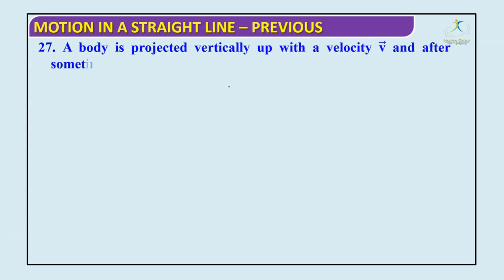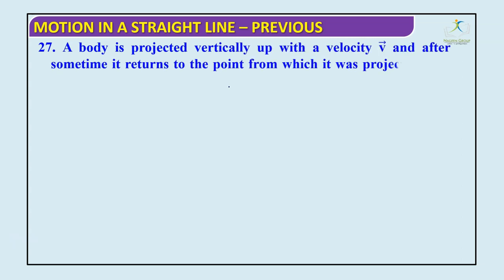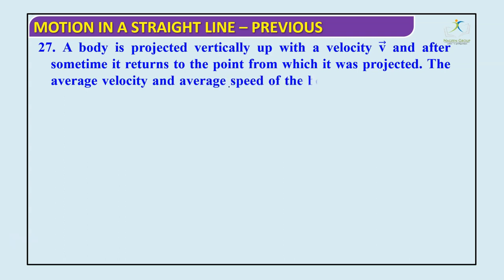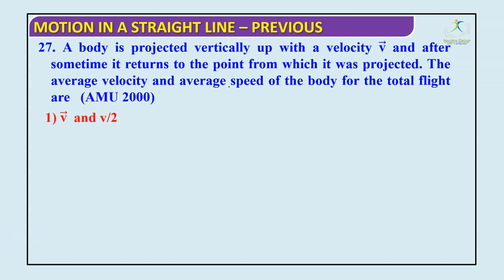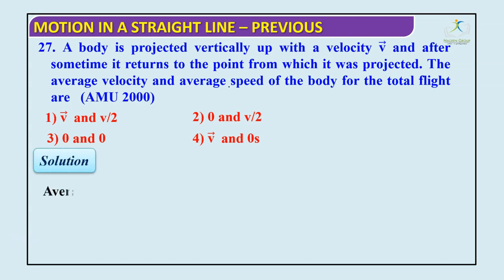A body is projected vertically up with a velocity vector v, and after some time it returns to the point from which it was projected. The average velocity and the average speed of the body for the total flight are? This question came in Aligarh Muslim University in 2000. So the options are these. Now let's move to the solution part.